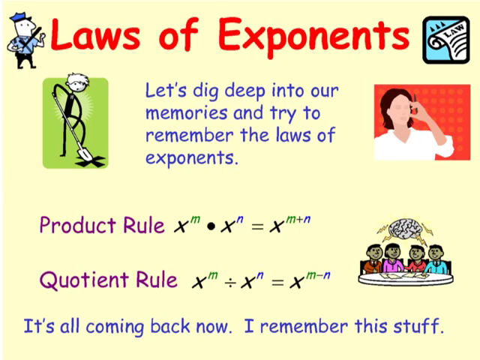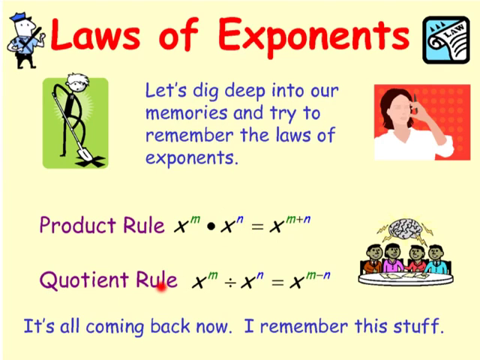Okay, laws of exponents. Go back and try to remember in multiplying, when you have the product rule for exponents, what that really means is if I have x to the m power times x to the n power, that's going to be equal to x to the m plus n power. So I'm going to add my exponents.